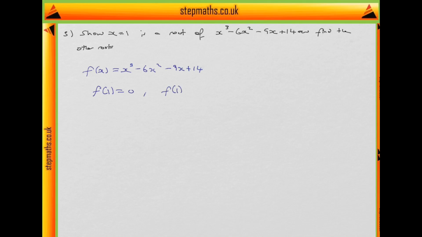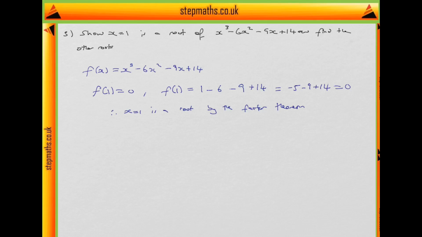So f of 1 equals 1 cubed minus 6 times 1 squared minus 9 times 1 plus 14, which is minus 5 minus 9 plus 14, which is 0. So this shows that f of 1 is 0, and therefore x equals 1 is a root by the factor theorem.